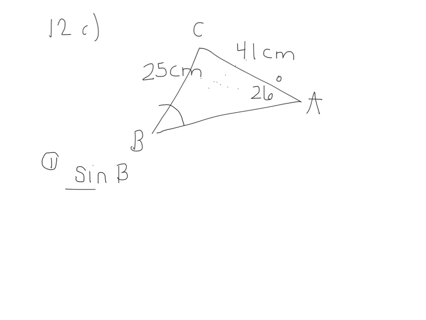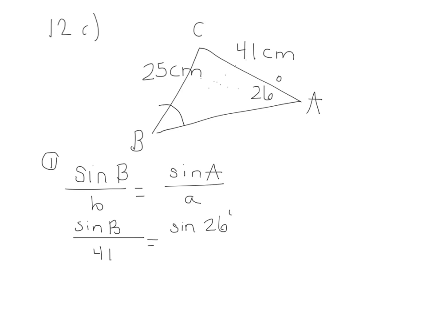Sine of B over little b is equal to the sine of A over little a. If I plug in everything I know, sine of B is what I'm trying to find. Little b, though, is 41 centimeters. Big A is 26 degrees. And little a is 25 centimeters. I see that sine B is being divided by 41, so I'm going to start by multiplying both sides of the equal sign by 41.